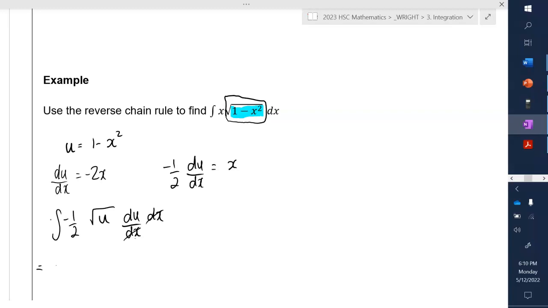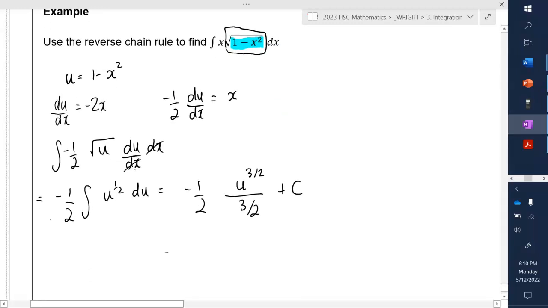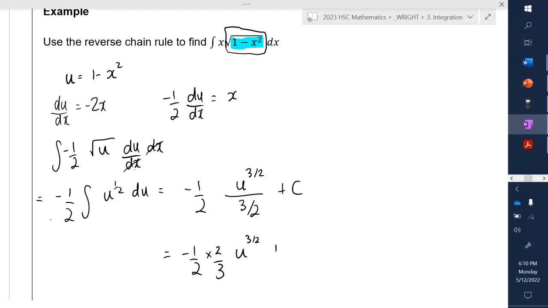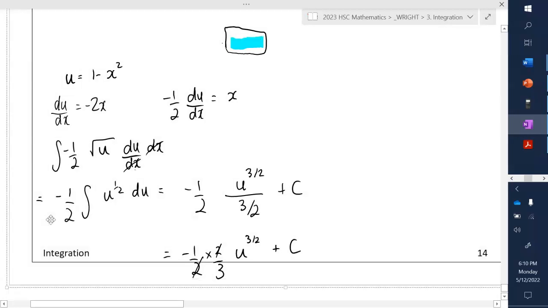So that's going to be equal to, I like to put my fraction out the front, minus a half, the integral of u to the half du, which is, let's work out that. We're going to have, add 1 to the index, u to the 3 over 2, divide by 3 over 2, plus c. That will give us minus a half. When I divide by a fraction, I times by its reciprocal, u to the 3 over 2, plus c. This will cancel out.